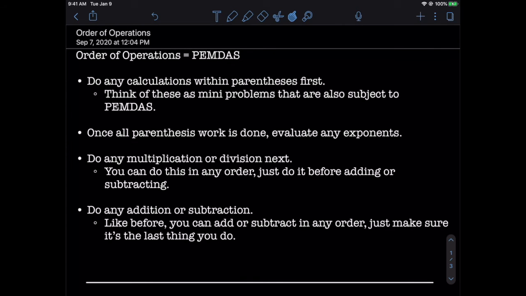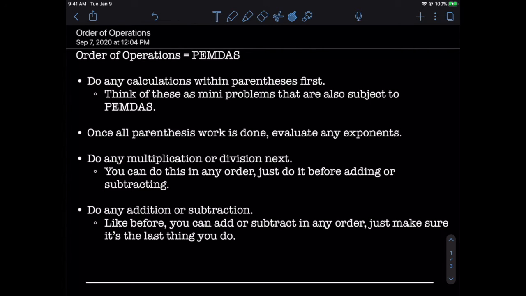To answer our question at the top of the video, we need to use the order of operations, which you may know by its alternate name of PEMDAS. Both of these two things basically mean the same thing. They tell us how we should navigate through our calculations. The letters of PEMDAS, P-E-M-D-A-S, stand for parentheses, exponents, multiplication, division, addition, and subtraction.